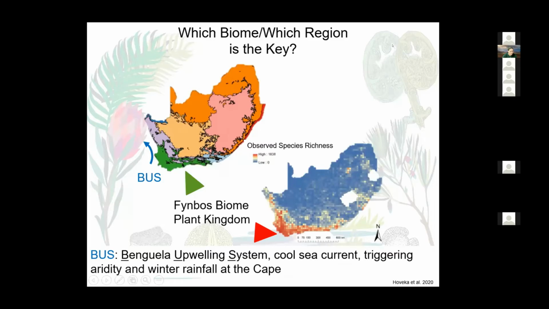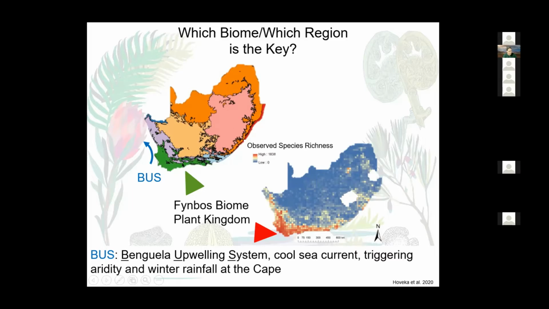So, but if we want to ask for the one unique biome, then we will end up at the fynbos, because the fynbos biome is not only a biome, it's also, together with adjacent biomes, part of a plant kingdom in its own right, which means that it has such a unique set of plants that it is even on par with the Palearctic, for example, which is much larger.